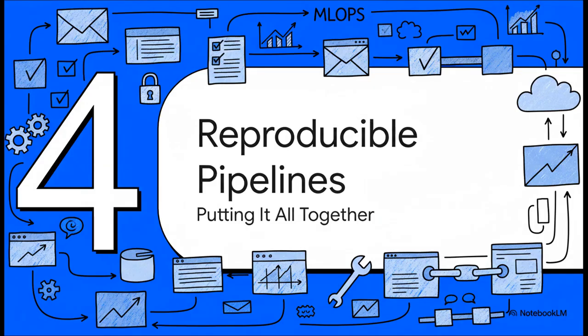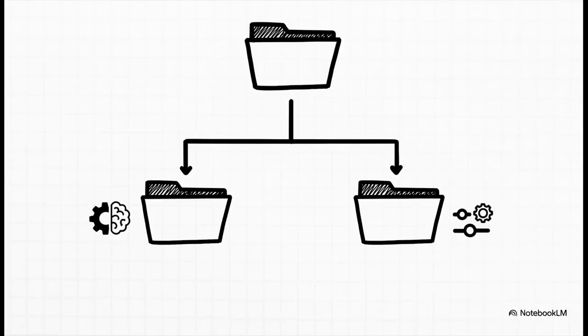Okay, so let's put all these pieces together. Let's take a look at the blueprint for what a professional, truly reproducible MLOps pipeline actually looks like. And here it is. This is basically the blueprint for a clean project. Notice how there's a separate config folder. Your code and your logic live in one place, and your configurations and parameters live in another. This principle of separation is everything. It's what makes your project scalable, easy to maintain, and simple for anyone else on your team to jump in and understand.